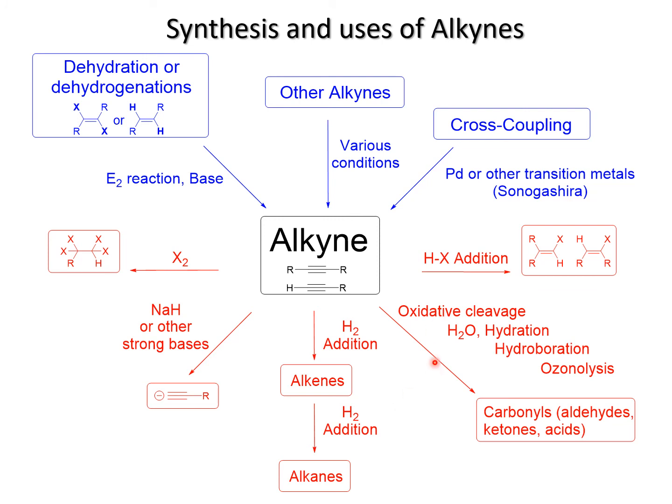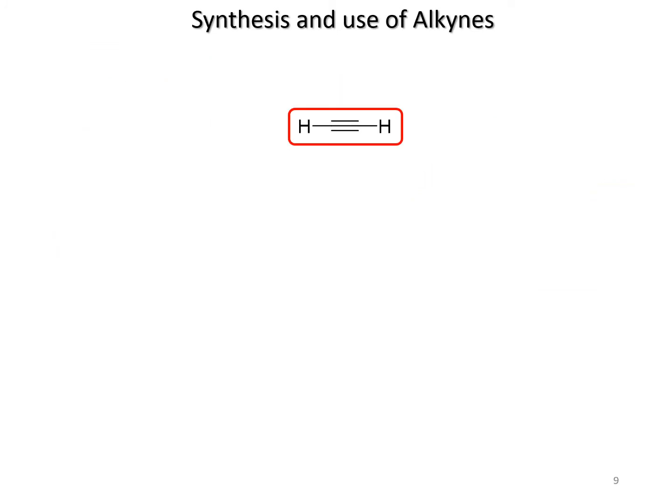We can also use alkynes to produce what is called oxidative cleavage. In this case, for instance, we can use ozonolysis to produce different kinds of carbonyl compounds. Let's talk now about one of the most typical uses of alkynes.